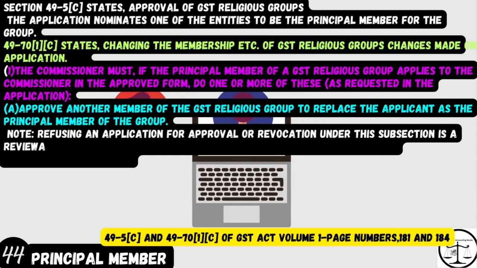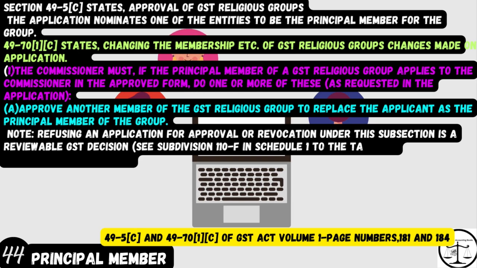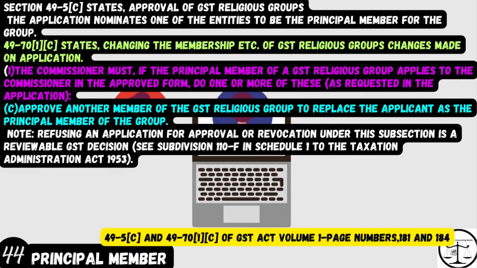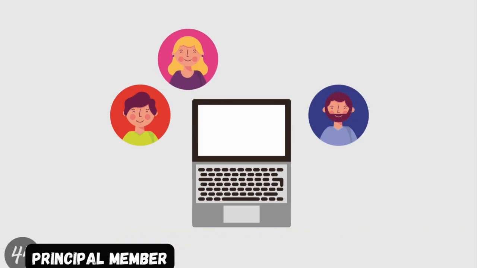1. The Commissioner must, if the principal member of a GST religious group applies to the Commissioner in the approved form, do one or more of these, as requested in the application. C. Approve another member of the GST religious group to replace the applicant as the principal member of the group. Note: refusing an application for approval or revocation under this subsection is a reviewable GST decision. See Subdivision 110-F in Schedule 1 to the Taxation Administration Act 1953.